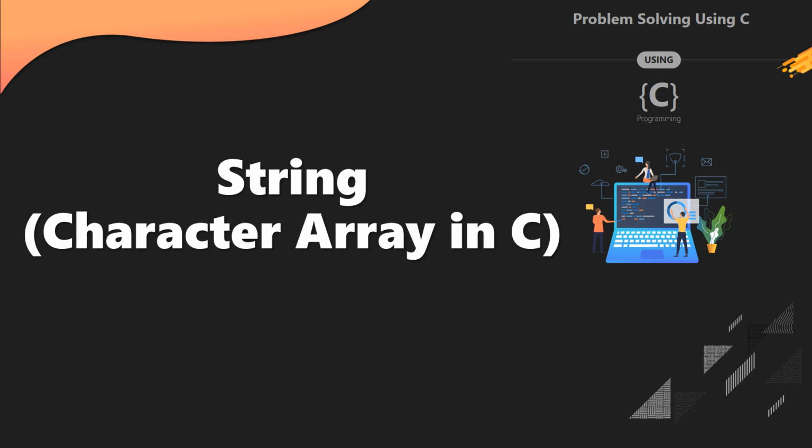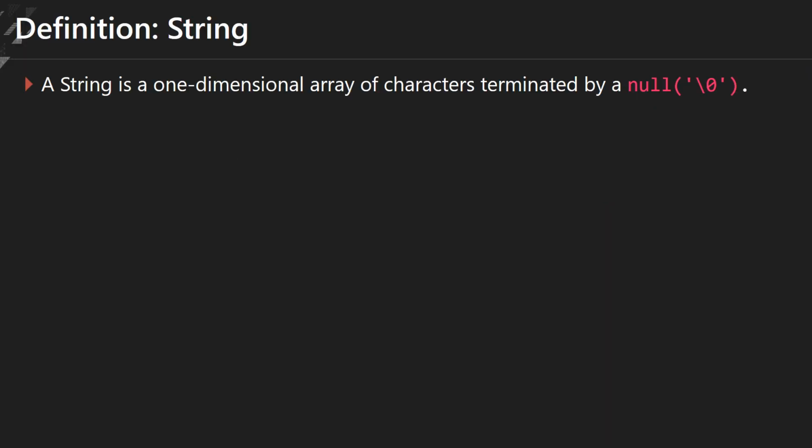Today in this topic, this course will be discussing one of the important topics: strings as well as character arrays in C, how to use and how to declare character arrays and strings in your C programming. The definition of a string is a one-dimensional array of characters which is terminated by null, or \0, which I have to give within single quotes.